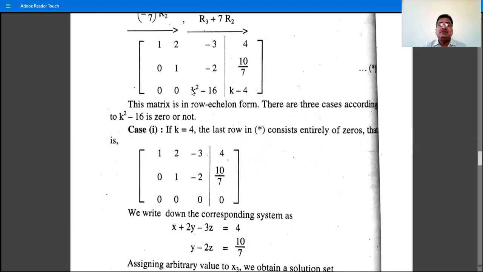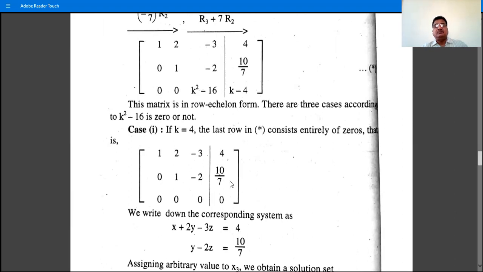Now this k squared minus 16 is 0 or a non-zero number. If it is non-zero, then you reduce it to 1, but it depends on k. So this is the row echelon form, since k squared minus 16 is 0 or not 0. Therefore, we declare that this is the echelon form.